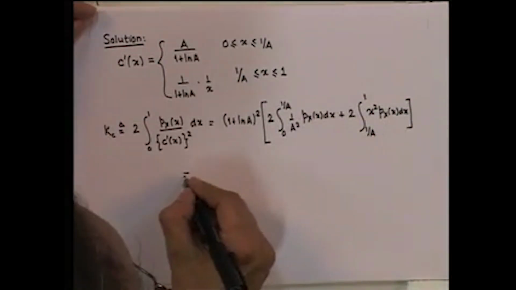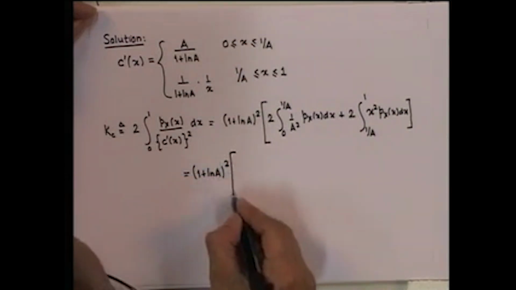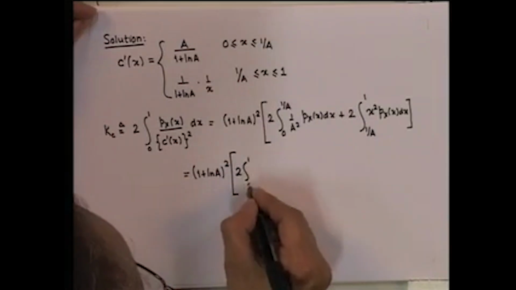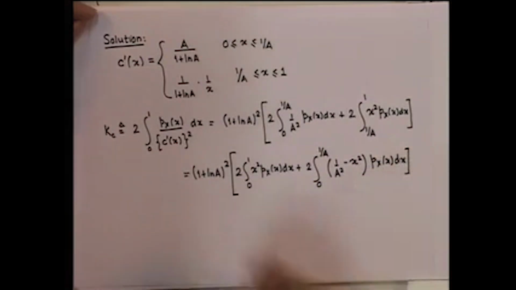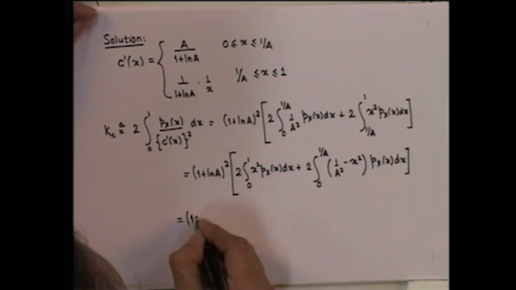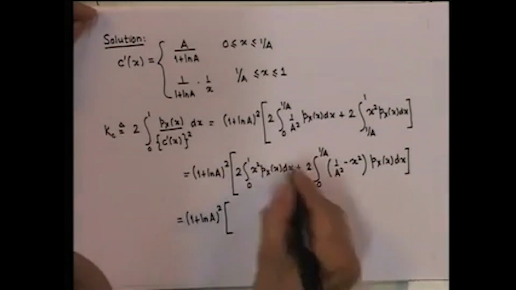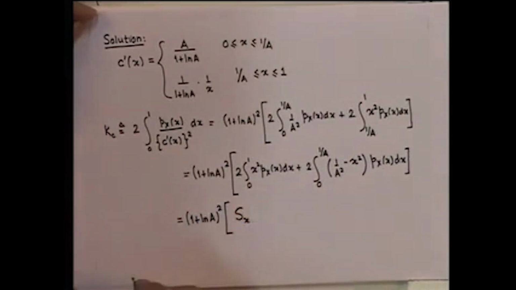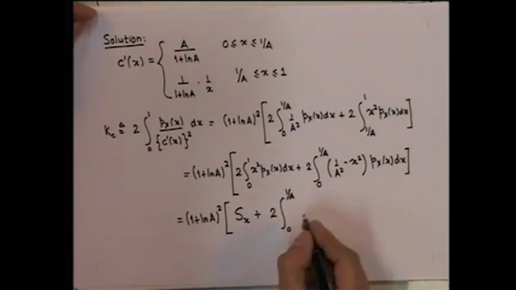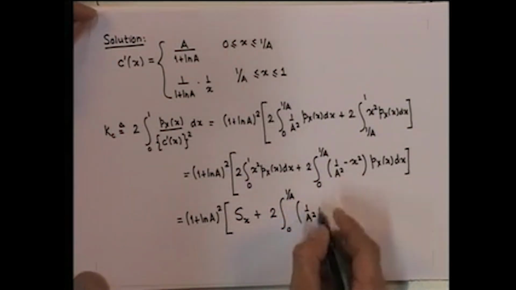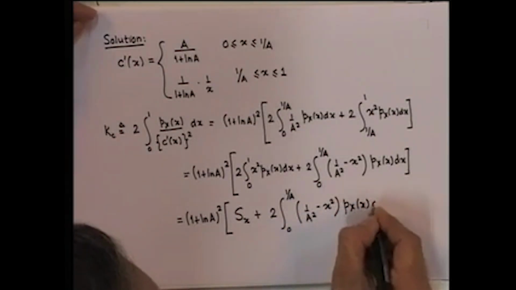Which can be rewritten as, and which is equal to the desired expression. This is equal to S x, that is the input variance, plus twice the integral from 0 to 1 by A, 1 by A squared minus x squared, P x dx.